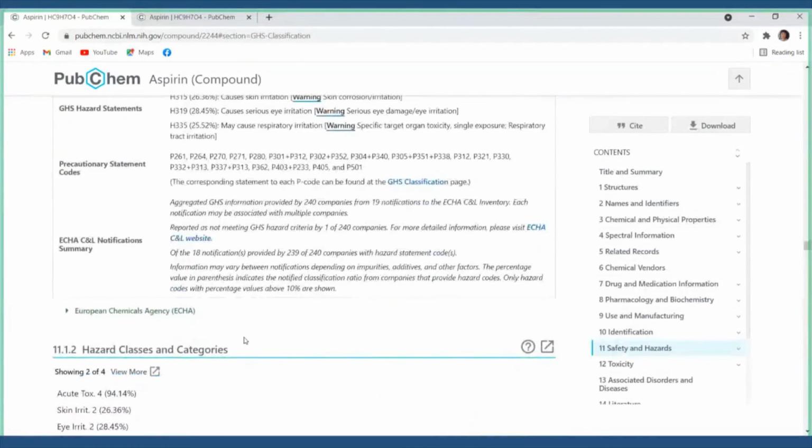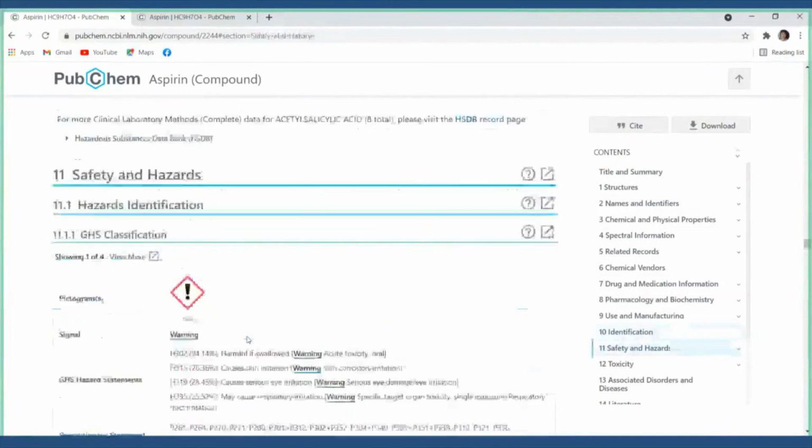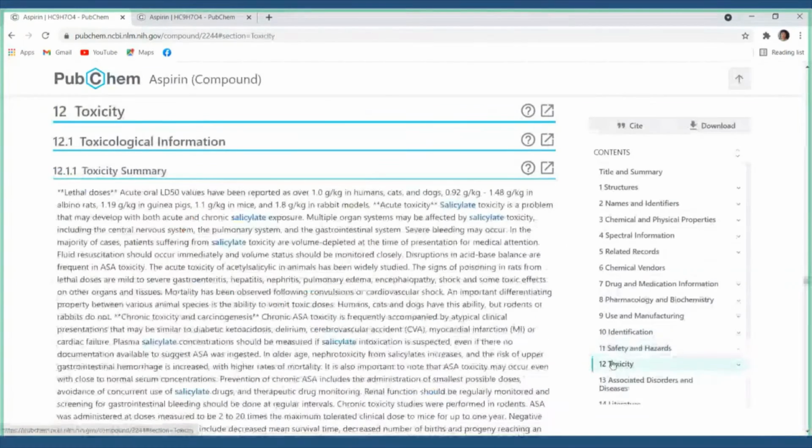Safety and hazard. We've looked at that before. And you see the safety talks about the safety and hazard. Toxicity. How dangerous it is.